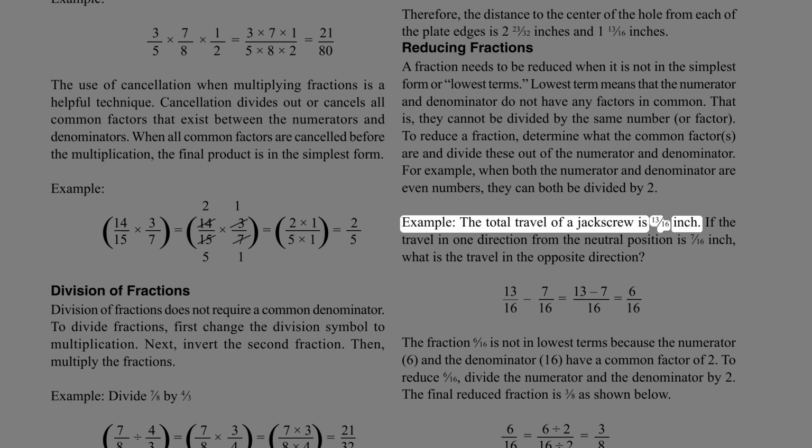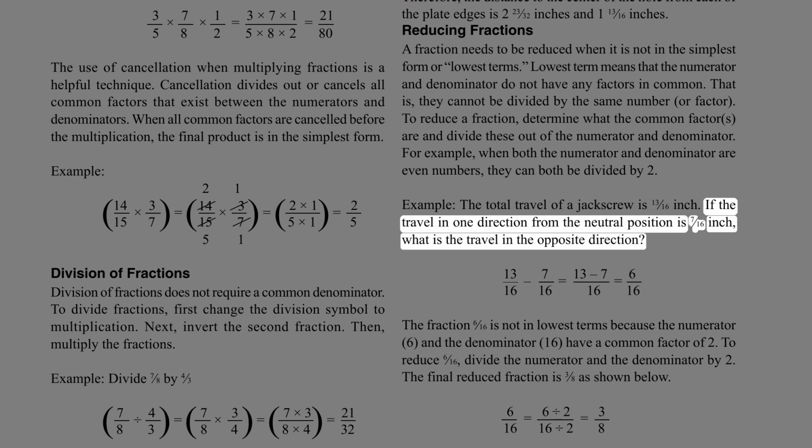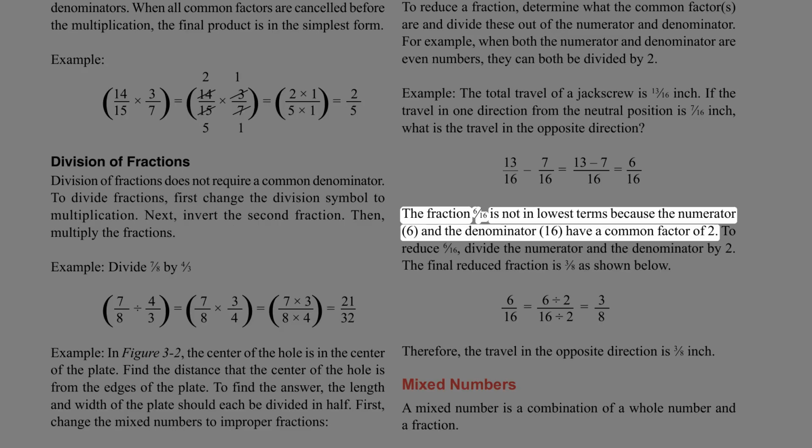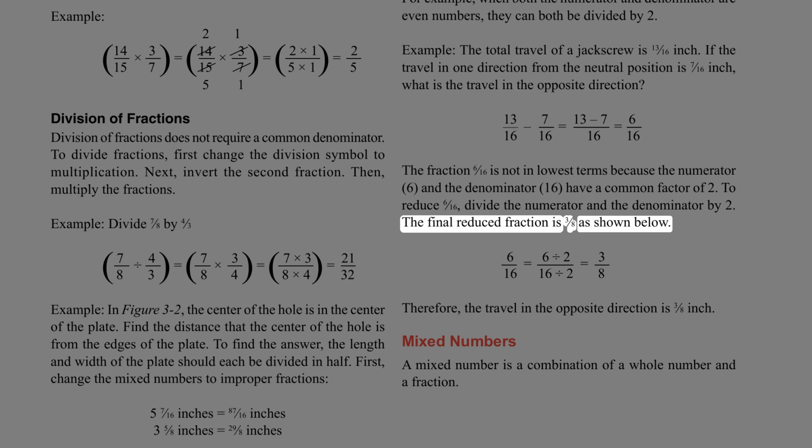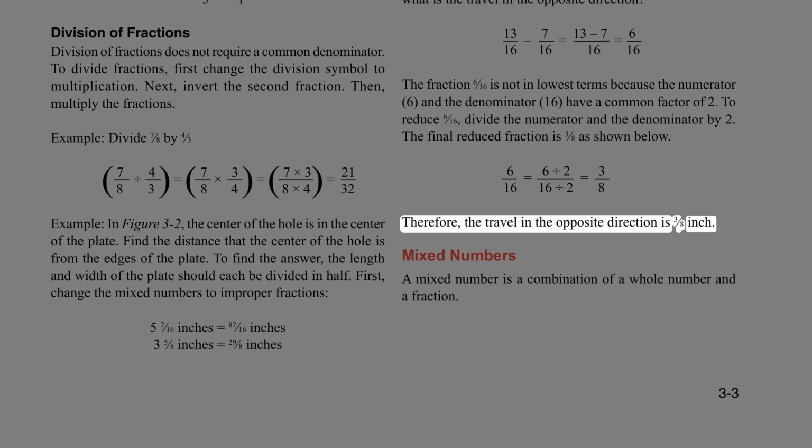Example: the total travel of a jackscrew is 13/16 inch. If the travel in one direction from the neutral position is 7/16 inch, what is the travel in the opposite direction? The fraction 6/16 is not in lowest terms because the numerator, 6, and the denominator, 16, have a common factor of 2. To reduce 6/16, divide the numerator and the denominator by 2. The final reduced fraction is 3/8 as shown below. Therefore, the travel in the opposite direction is 3/8 inch.